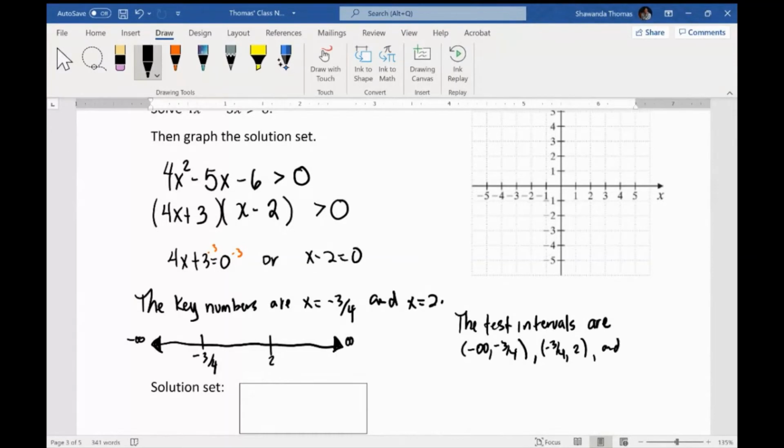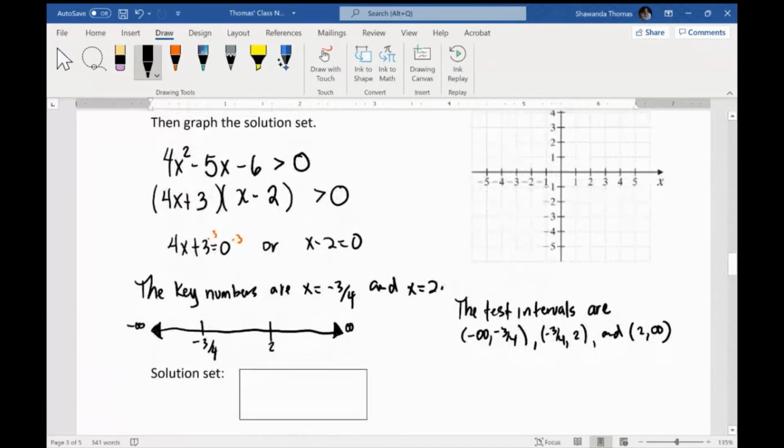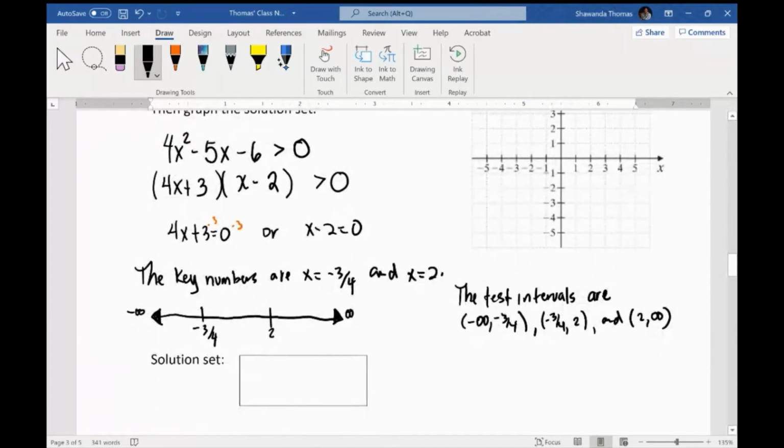I'm hoping y'all understand that we're just writing down the intervals for the test intervals. We didn't solve anything. We're just writing it down. Now we need to actually test the intervals by plugging in numbers. Let's try the first interval from negative infinity to negative 3/4. What number do you want to plug in? Negative 2. So we're going to plug it into the factored version. It doesn't matter, but let's try the factored form.